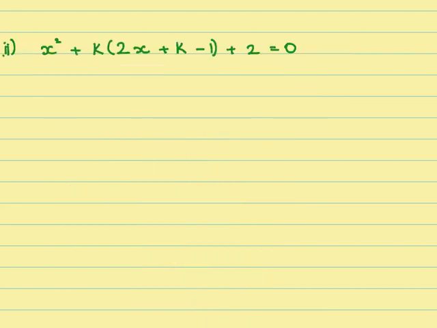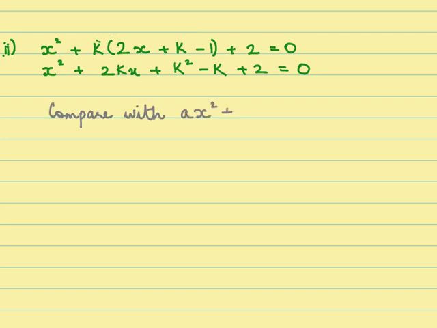This is our next one. Same, the roots are real. We have to find the value of k. We open the brackets. So we multiply here like this. So we get here 2kx plus k into k square minus k plus 2 equals 0.